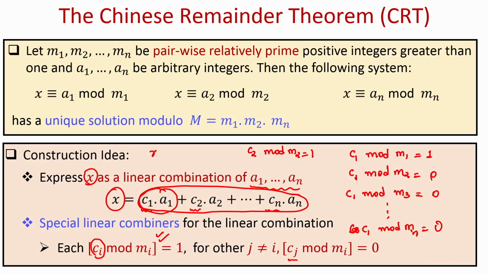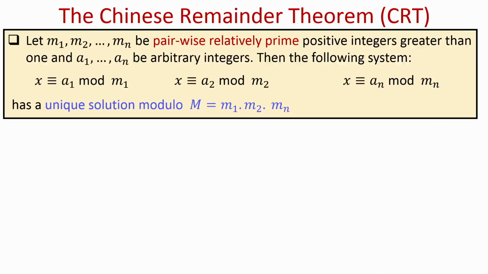In the same way, assuming that I have found C 1, C 2, C n satisfying these conditions, what can I say about the x that I have obtained modulo m 2? If I do x modulo m 2, it will be equivalent to C 2 times a 2 modulo m 2, because the effect of the first term will be 0, the effect of the third term will be 0, the effect of the nth term will be 0, and so on. So, that is the idea here. Everything boils down to how exactly we find these special linear combiners C 1, C 2, C n satisfying these properties. So, let us see how we find them.